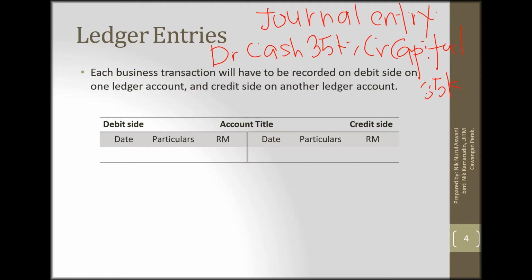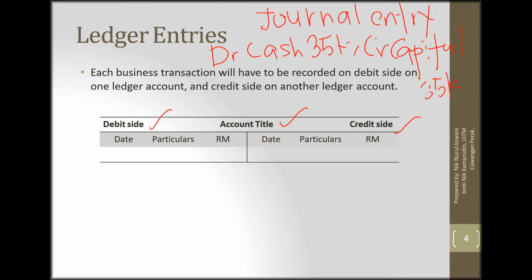So in this case, where the owner started the business with 35,000 cash, you debit cash, you credit capital, meaning that there will be two different accounts. The first account is cash, the other one is capital. What is the format of the account? Basically we call this a T account. On top of the T account, we have the account title. On your left hand side is the debit side, your right hand side is the credit side.